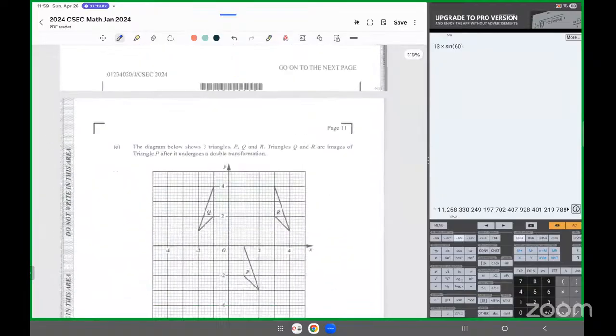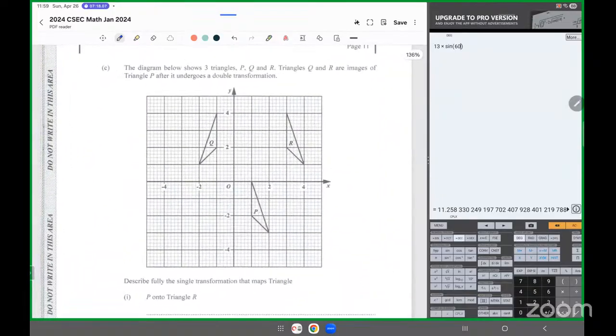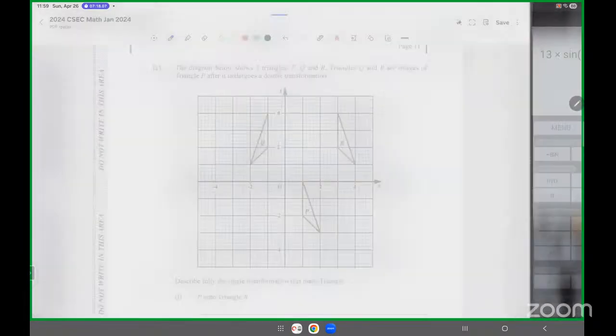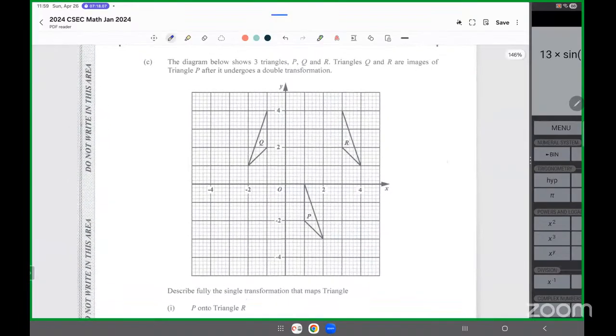All right. Next question. This is on transformation. This question says the diagram below shows 3 triangles P, Q, and R. It says triangles Q and R are the images of P. So this is the original one. So this is transformed to that and then transformed to that, right? So Q and R are the images of triangle P after undergoing a double transformation.